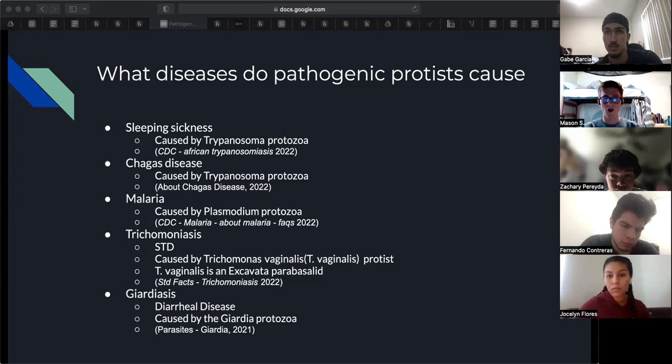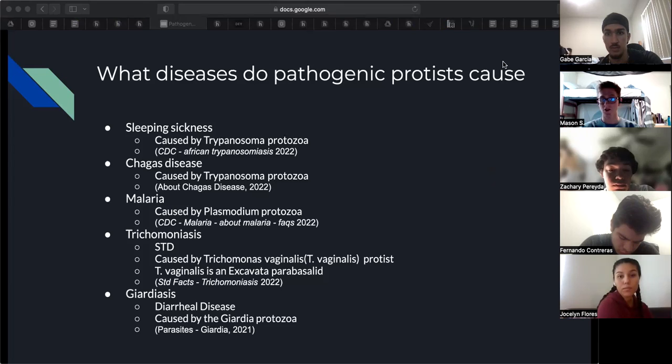Now, obviously, not all pathogenic protists are the same. Different types can cause different diseases. For example, malaria and giardiasis are two very different diseases caused by two different protists. However, the type of protist is not the only factor that causes a certain disease to occur. For example, sleeping sickness and Chagas disease are both a result of kinetoplastids in the genus Trypanosoma.